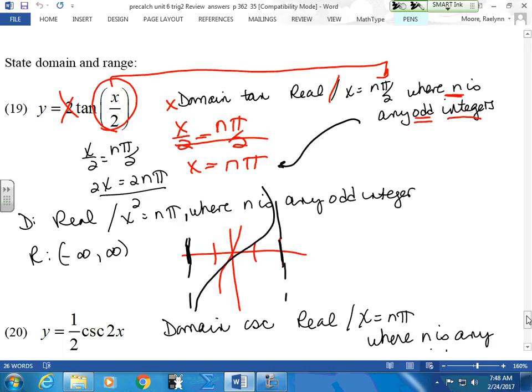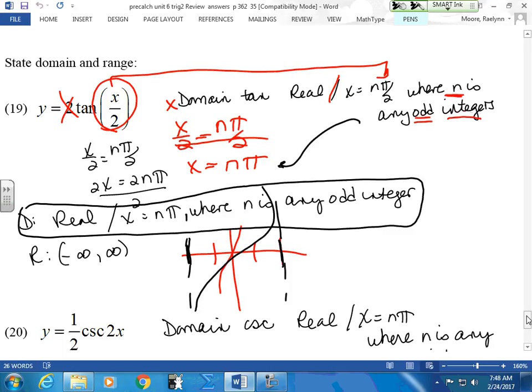Because sometimes we don't rewrite this. You have to rewrite this. Sometimes we get that far and we say, okay, I did it, and I just draw a little arrow here and she knows what I mean. You have to say real except where x is equal to n pi, where n is any odd integer. Just say real except.